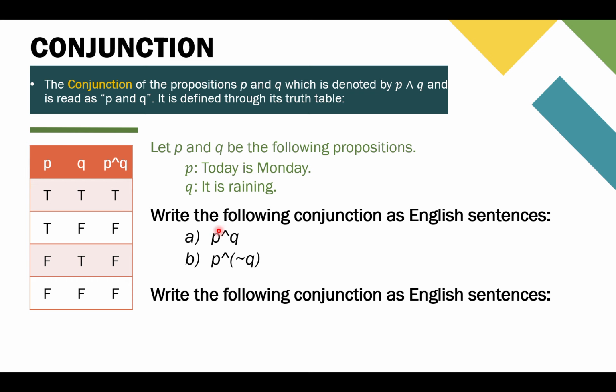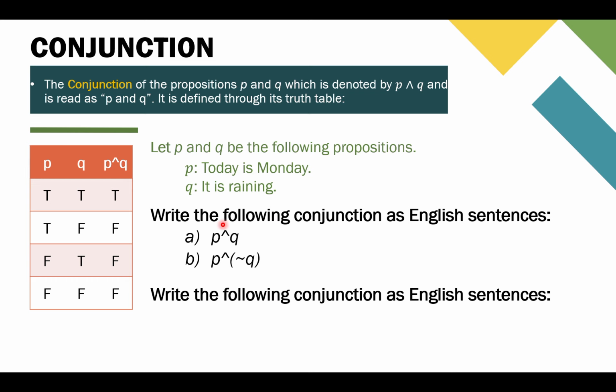Papakita ko sa example later. Okay, let P and Q be the following propositions. First proposition natin, today is Monday. Ayan. So, pwede siya maging true, pwedeng maging false. Q natin, it is raining. It can be true or false. Ngayon naman, we need to write the following conjunction as English sentences. So, we have two. Yan. P and Q, P and not Q. So, paano kaya yan isusulat as English sentences? You can pause the video to test yourself.